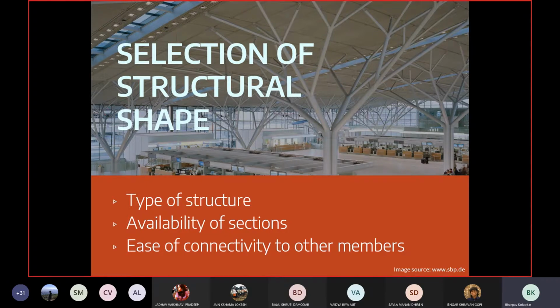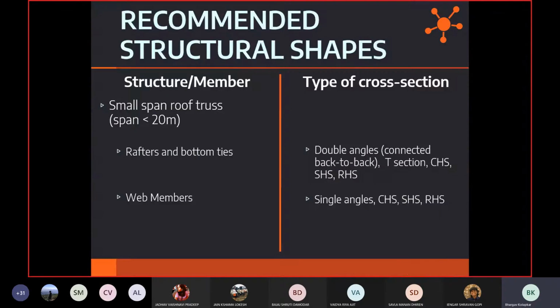one face of the hollow sections is not accessible. There's only one face that is accessible. So bolting hollow sections is a difficult task. So it depends upon how easily you want to connect to other members.